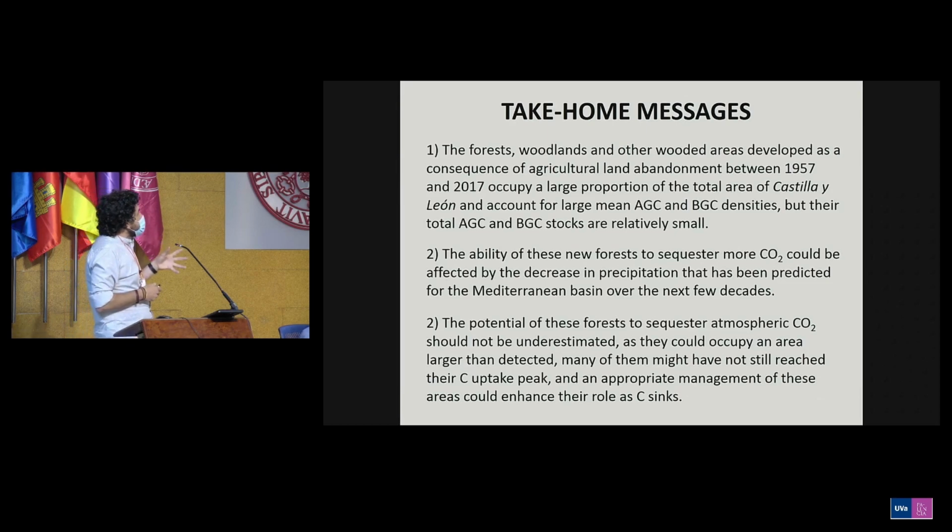The ability of these forests to sequester more CO2 could be affected by the decrease in precipitation that has been predicted for the Mediterranean basin over the next decades, but the potential of these forests to sequester atmospheric CO2 should not be underestimated. Why? Because they could occupy an area larger than detected. Many of them might not have reached their carbon uptake peak yet, and appropriate management of these areas could enhance their role as carbon sinks.